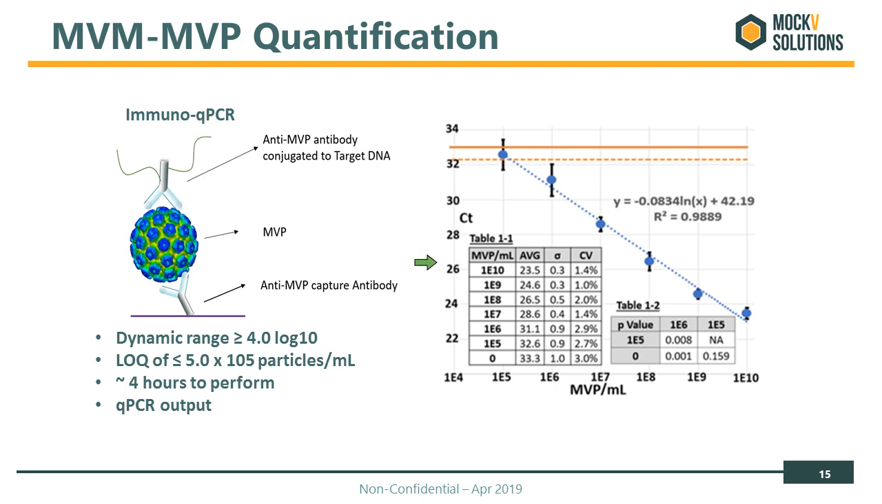On the right-hand side, you can see a typical standard curve going from right to left, the dilution series of the MVP, and the CT values, which is the output in terms of qPCR. And what we see is that over basically a 4 log range, from 1e10 particles down to at least 1e6, we see a good linear response in terms of the concentration of particles. So this is the assay that we're actually beta testing and will be commercially available pretty soon.